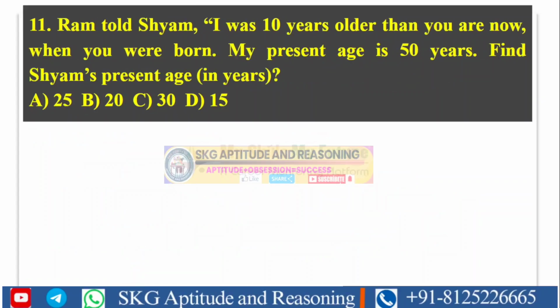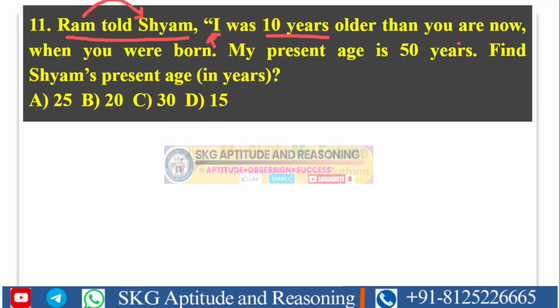Okay, this is also a very similar kind of question. This also comes under statement based questions on ages. So what does the question actually mean? Ram told Sham, here Ram is saying to Sham, what he is saying means: I, so here I represents Ram, I was 10 years old. So the age of Ram was 10 years.